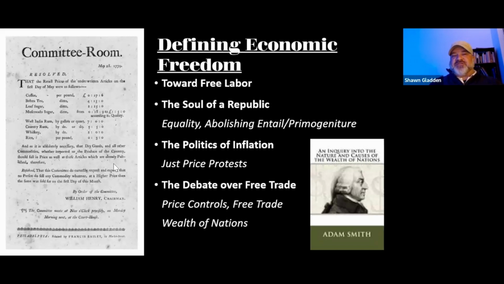Now, the debate over free trade. The economic upheaval of the Revolutionary War introduced new challenges, in particular in managing, here's the topic that never goes away, inflation and price stability. The Continental Congress printed paper currency to finance the war, and inflation soared, leading to widespread hardship.